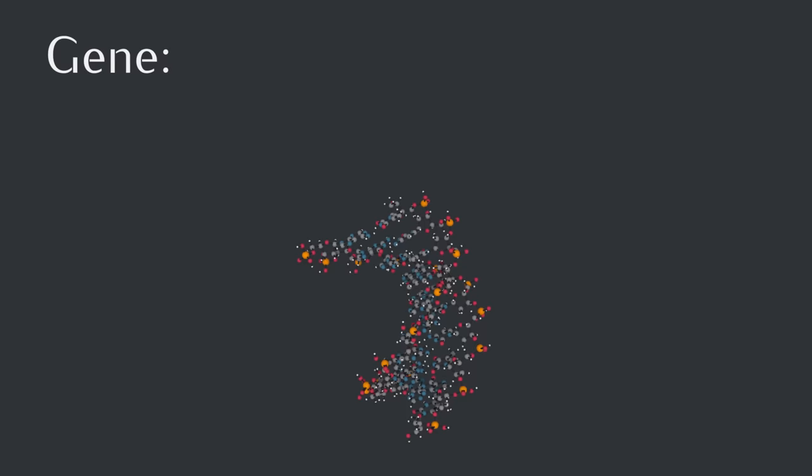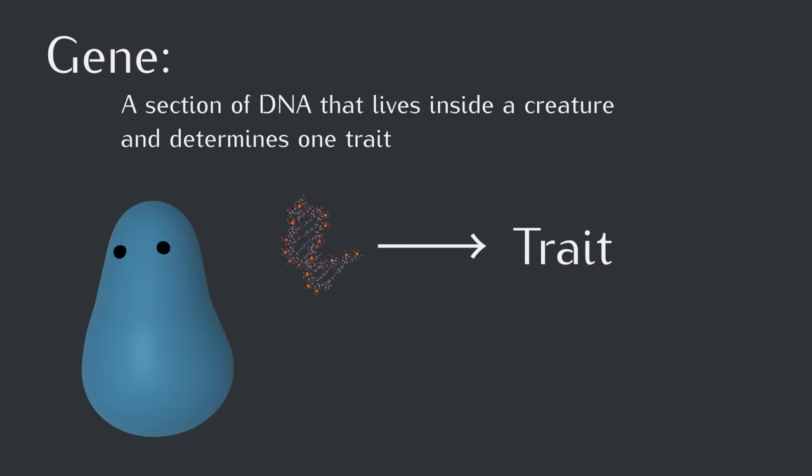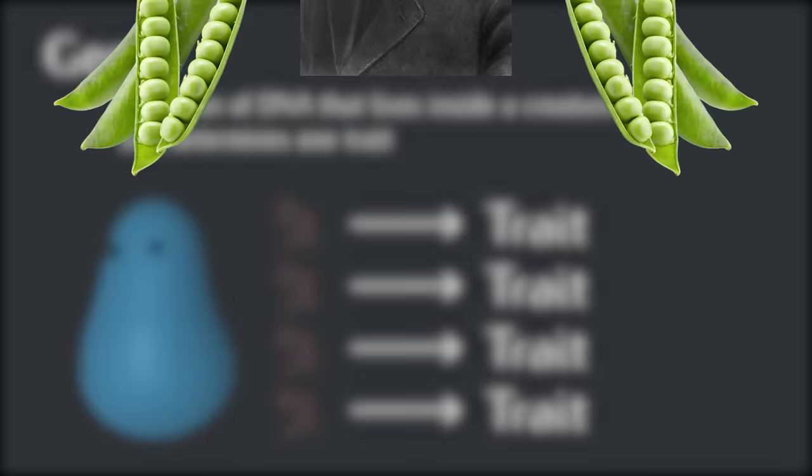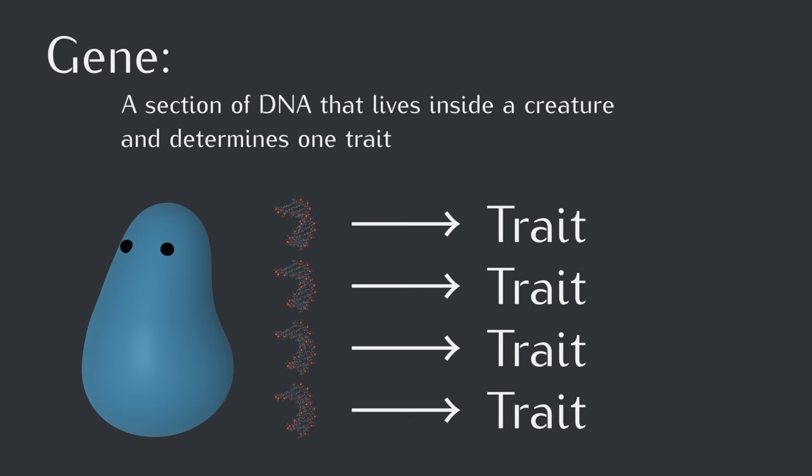So that's DNA, but what is a gene? We're going to use the simple definition that a gene is a section of DNA that lives inside a creature and determines one trait. And any creature has many genes which together determine all of its traits. This is close to the definition of a gene we got from Gregor Mendel, who's often called the father of modern genetics. Before moving ahead with this definition, we should admit that our current understanding of how DNA affects traits is massively more complicated than this.